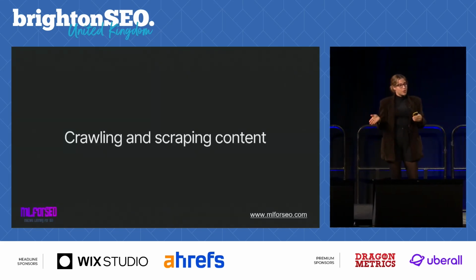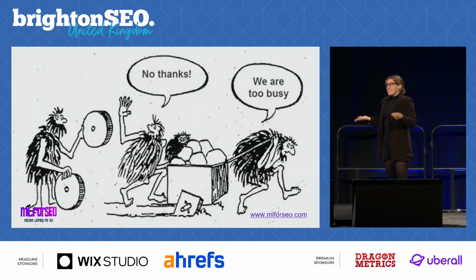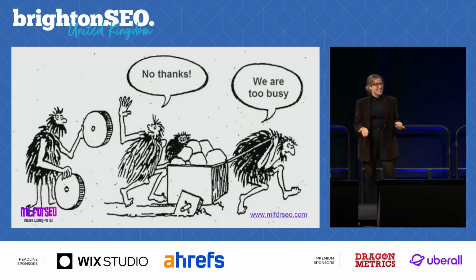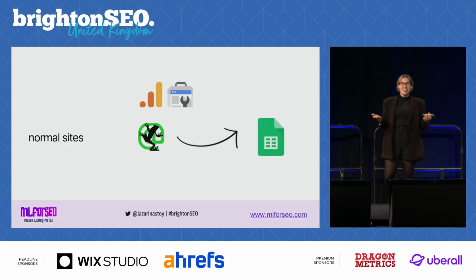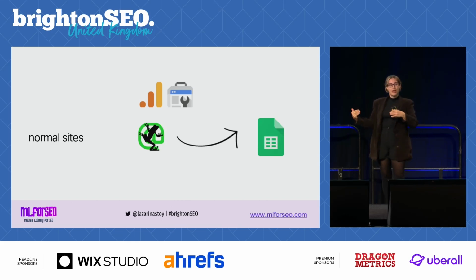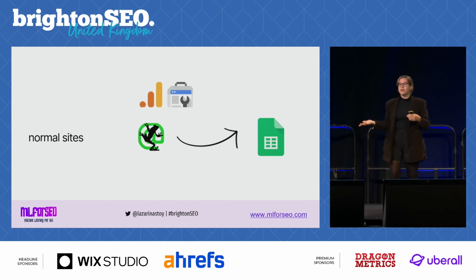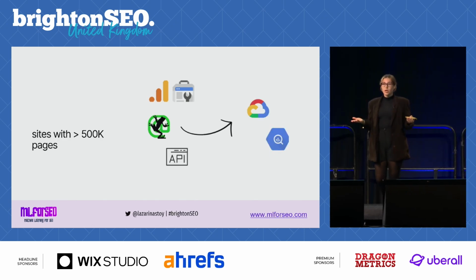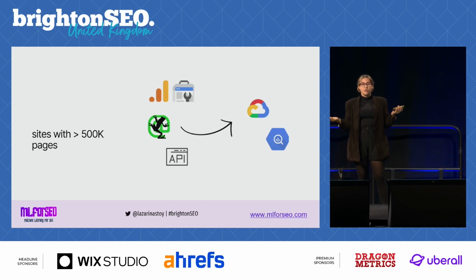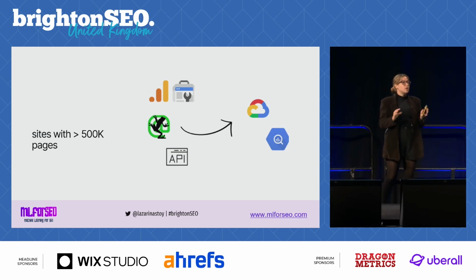So in terms of crawling and scraping content, why would you need to reinvent the wheel here? There is a ton of tools that you can use. For a normal site, something like Screaming Frog can crawl and also scrape any content piece or the entire content of the page that you want. So use that. You can pair it with Google Analytics, you can pair it with Search Console, pop it in Google Sheets, you're done.